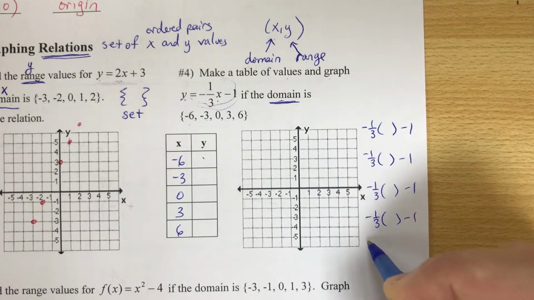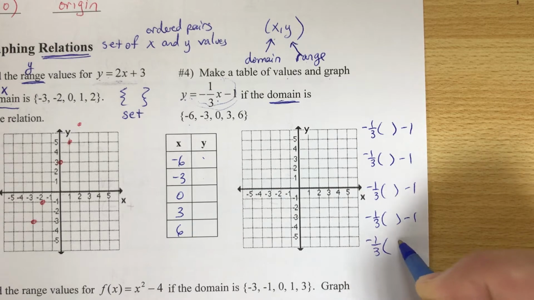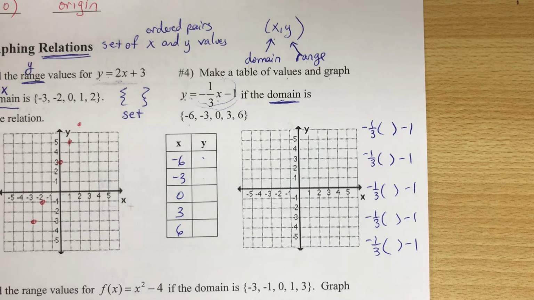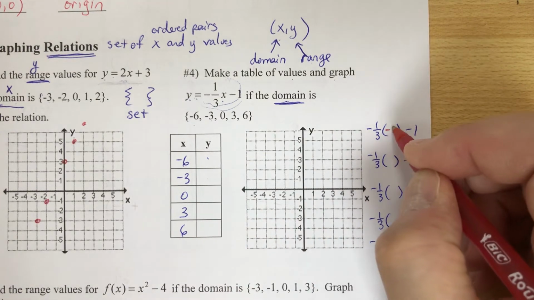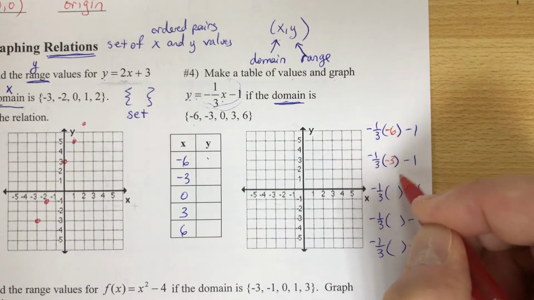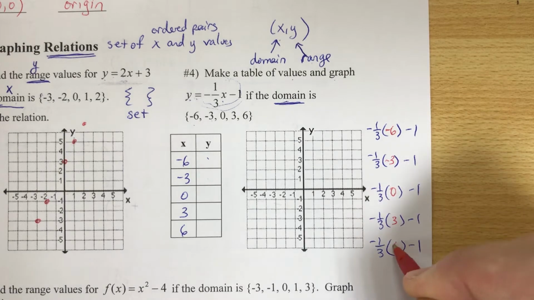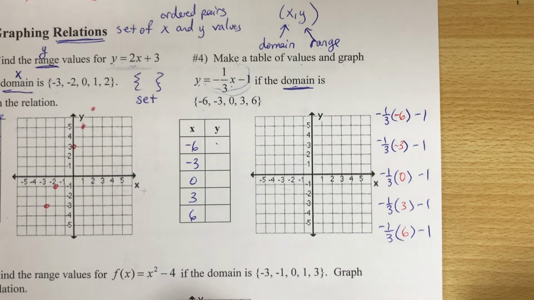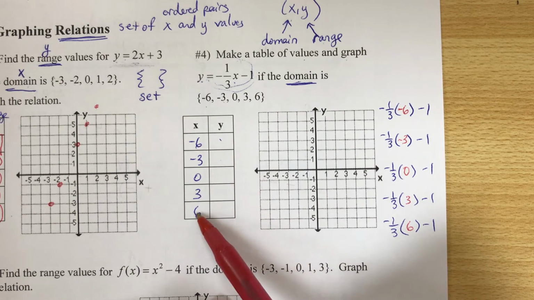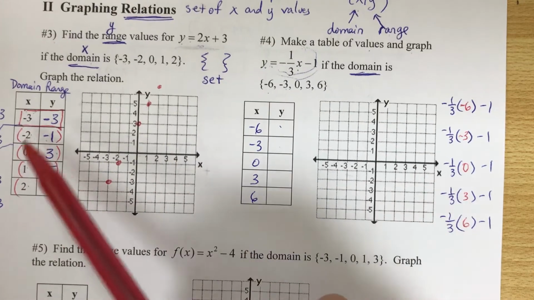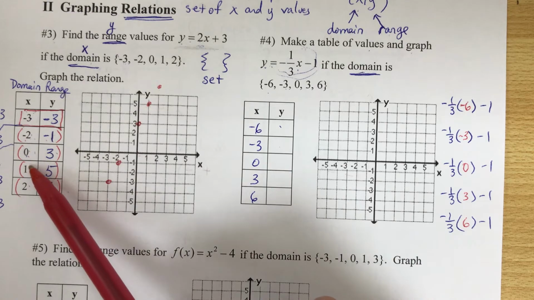Because we have 5 values that we need to evaluate. Substitute. So the first x value, the first domain value is -6. And then -3, 0, 3, 6. Now you might be thinking, why did I choose these? Why not go with -3, -2, 0, 1, 2?